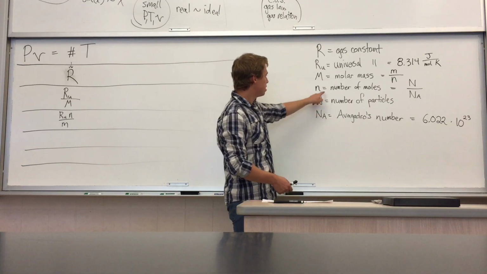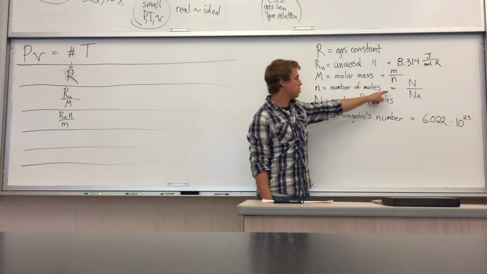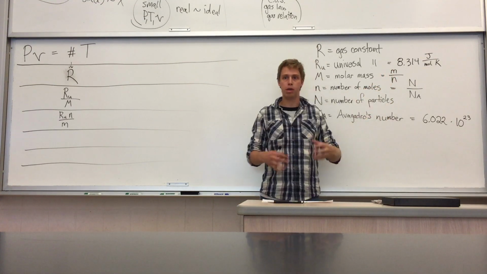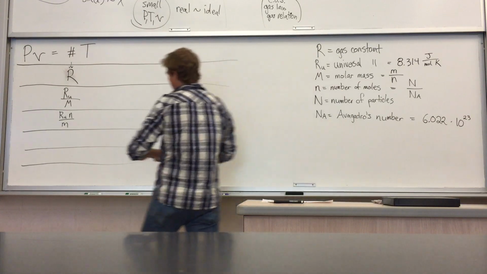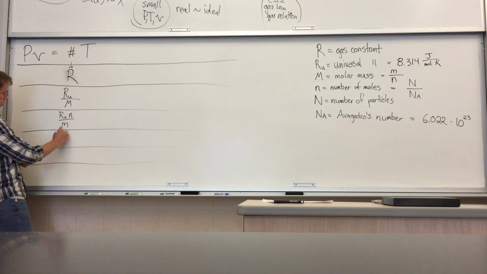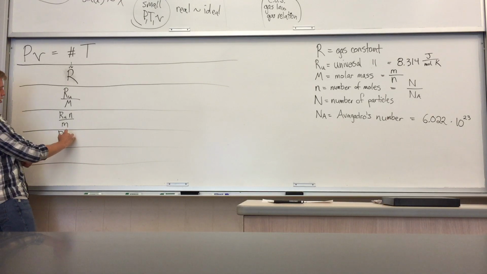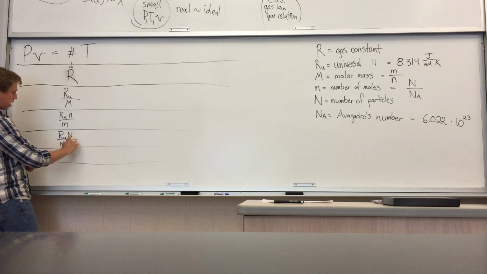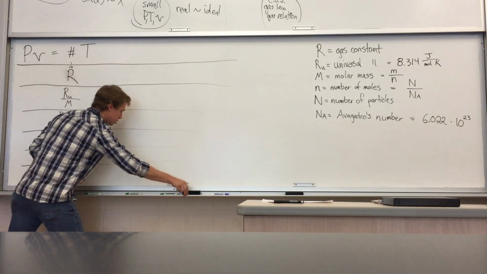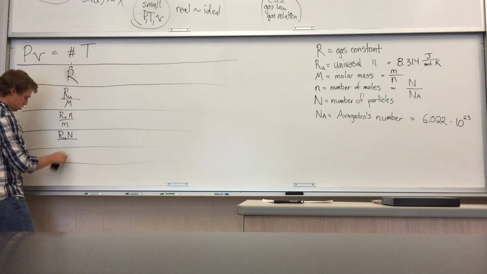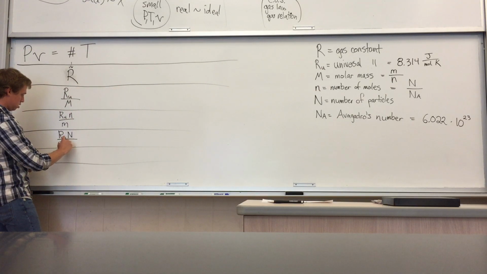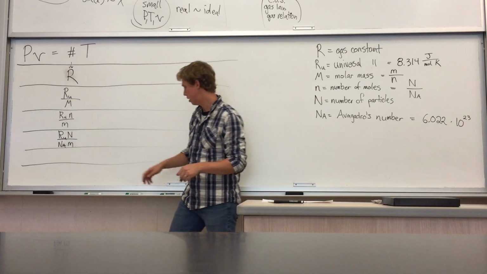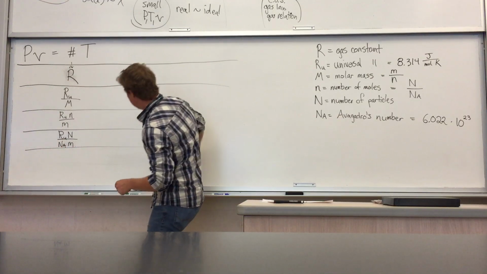So, I hope you see, number of moles is just another way of writing that: the number of particles over how many particles are in a mole. So, that gives me another representation over here. R_U N over M N_A. Okay, I'm going to write that. Reasons you'll see in a second. Okay, and then I don't need this last division right here.